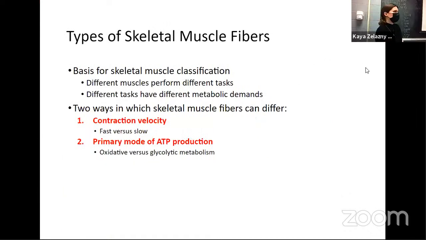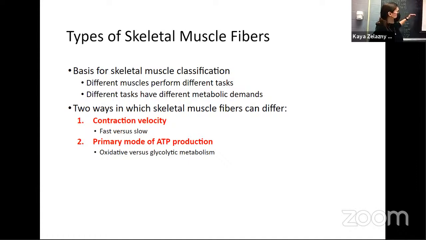So that brings us to our skeletal muscle fiber types. We're going to classify different muscle fibers based on how fast they contract and how they're getting their ATP. So different muscle fibers and different motor units are going to be adapted for different types of activity. We saw before, when we were thinking about motor units, that we had the small ones for little delicate activities and the big motor units for big, strong activities.